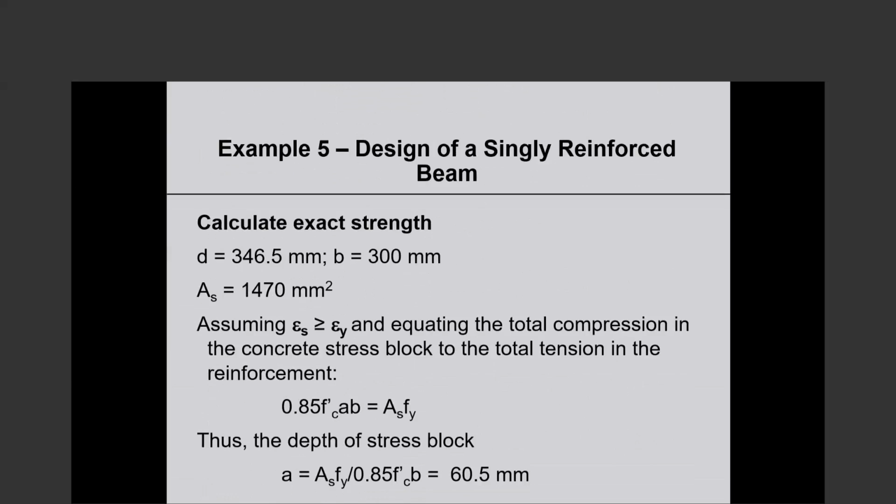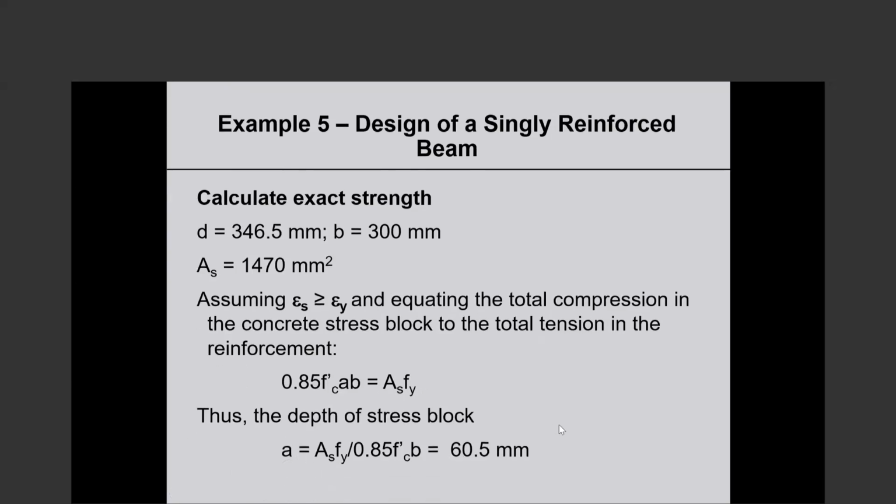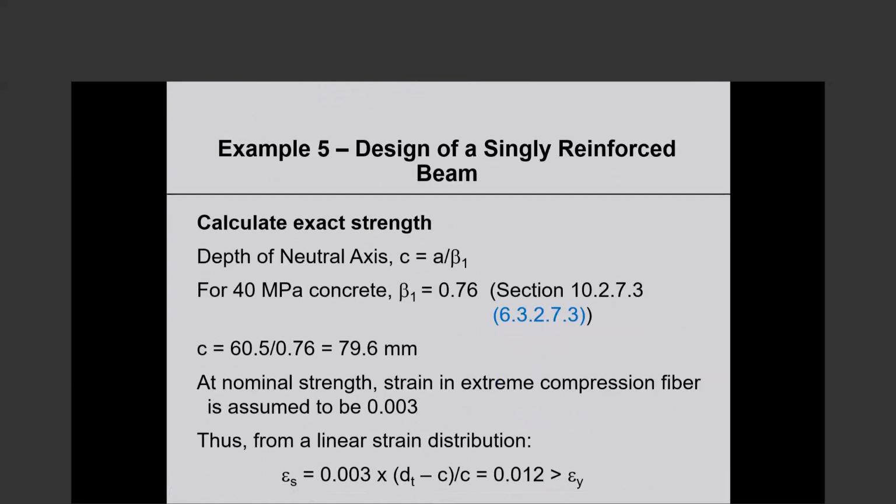Assuming that the tension reinforcement is going to yield at nominal strength, equating total compression in the concrete to total tension, which we have done so many times, that gives us the stress block depth of 60.5 millimeters. Depth of neutral axis is the 60.5 millimeters divided by beta sub 1. Beta sub 1 we have calculated many times for 40 MPa concrete, 0.76. So C, neutral axis depth, is 79.6 millimeters.